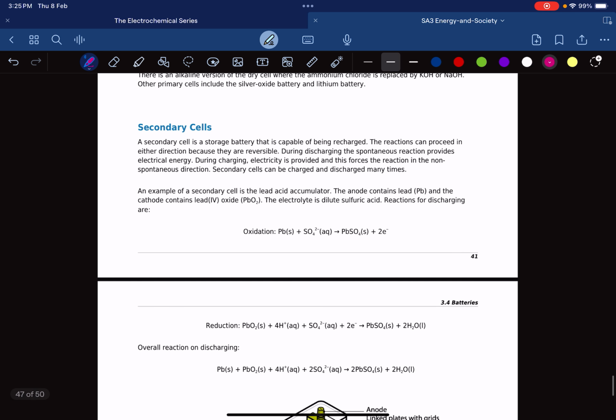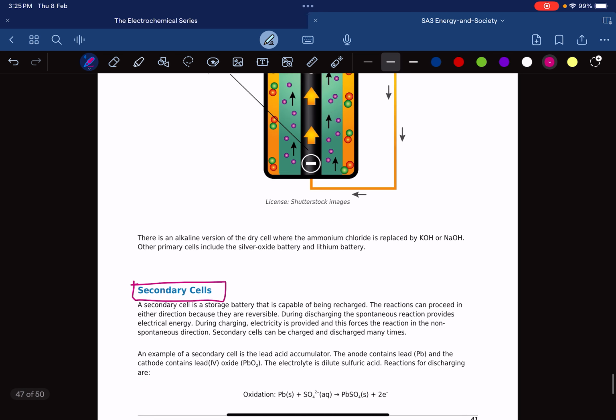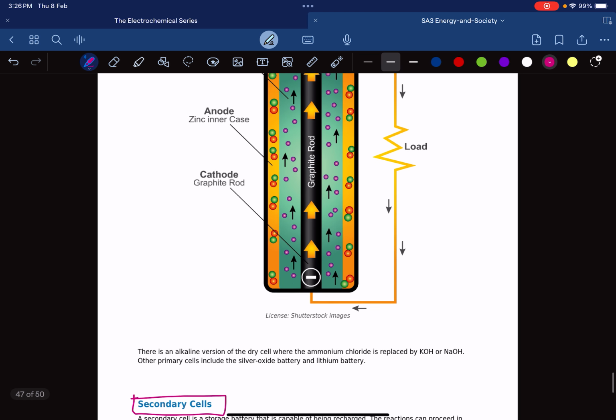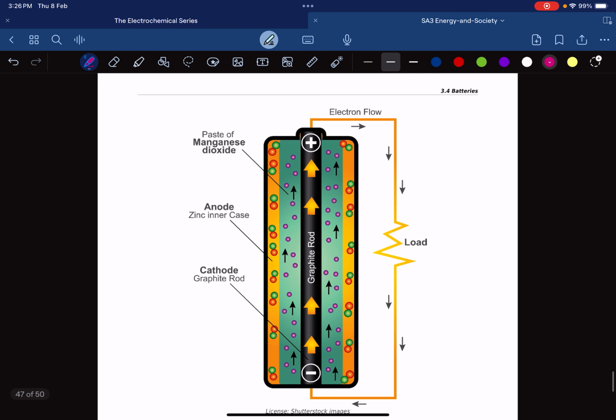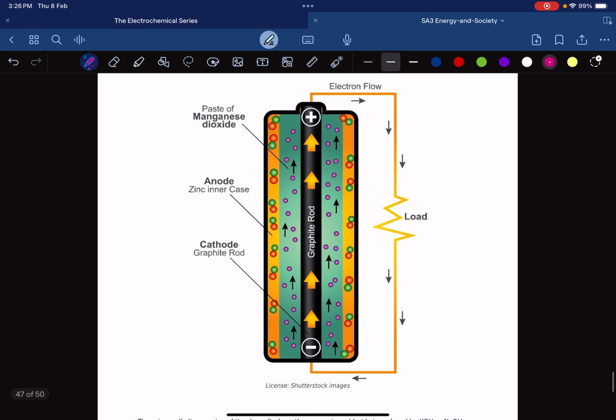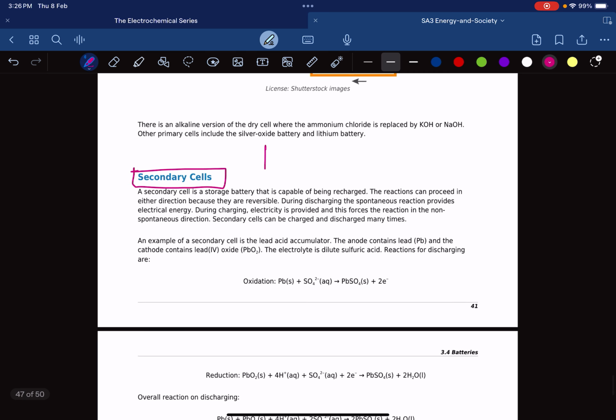Secondary cells, on the other hand, are cells that can be recharged. That means like your handphone. You use your handphone, and then after that you can plug it in and recharge your handphone. That's called secondary cells. So for both primary cells and secondary cells, all of the chemicals that you need are already in the casing itself. Like your car battery, all the chemicals that you need are already in the car battery.